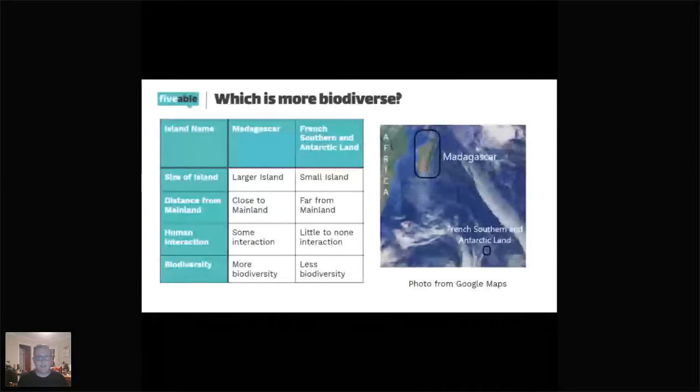Organisms are more likely to possibly move or switch. It's highly unlikely. Like, you're not going to see an elephant move from Africa to Madagascar, but birds maybe. So ultimately, we're going to have some human interaction, which drags it down a little bit. But ultimately, we're going to see Madagascar, like Riley and Vera said, has more biodiversity.